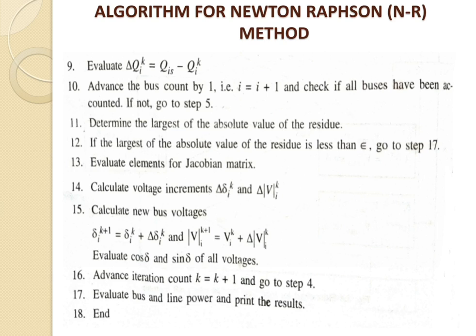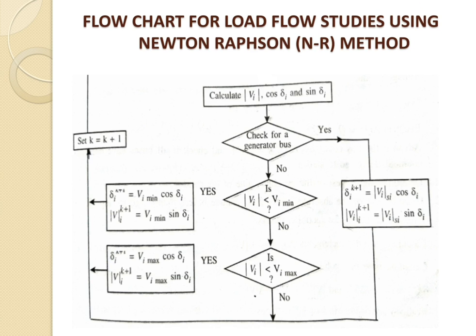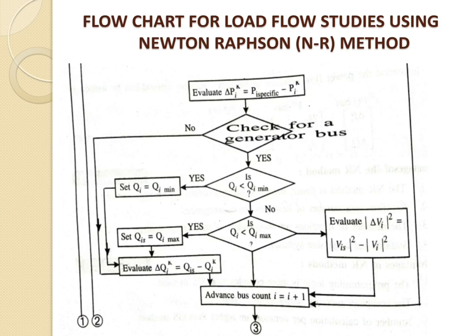Then advance the bus count by 1, that is i is equal to i plus 1, and check if all the buses have been accounted. If not, then go to step number 5. Now we will go for the flow chart. In that case, we will go for the advanced bus count, that is i is equal to i plus 1 over here, and check if all the buses have been accounted. If not, then go to step number 5. If these conditions are wrong, then go to step number 5.